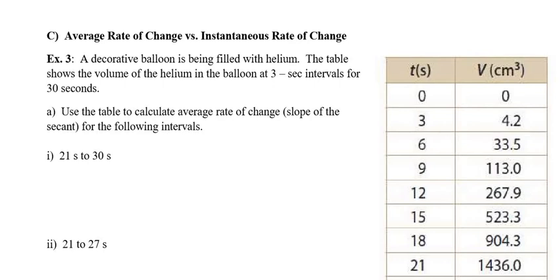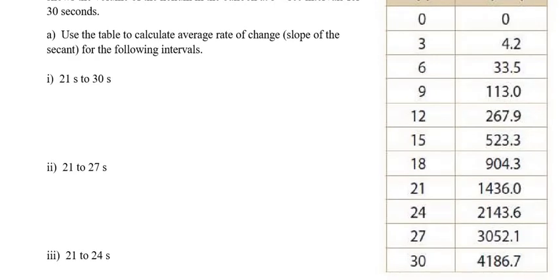So example 3, a decorative balloon is being filled with helium. The table shows the volume of the helium in the balloon at 3-second intervals for 30 seconds. So every 3 seconds, we're measuring the volume of the balloon. So let's try and examine this a little bit.